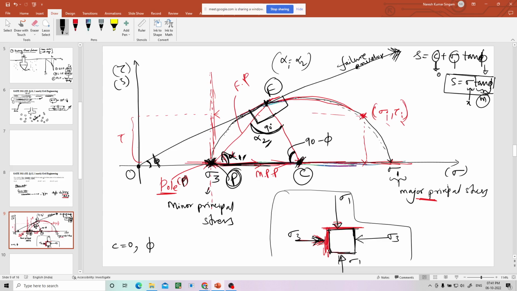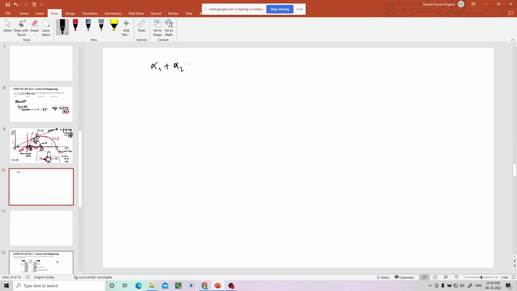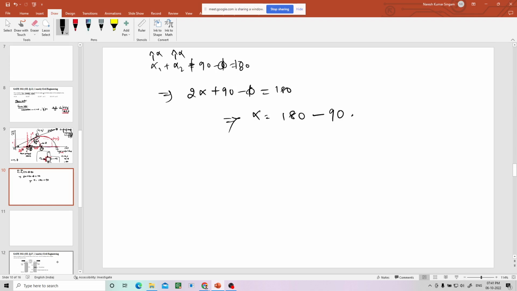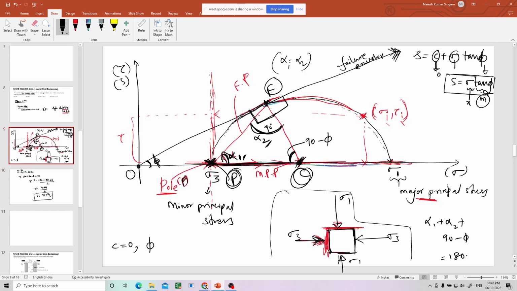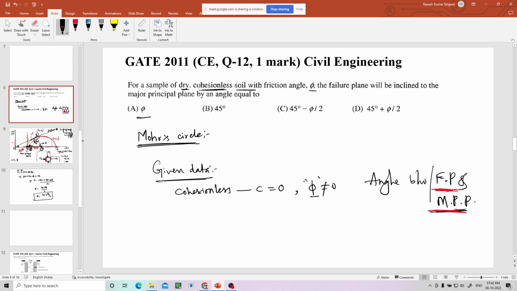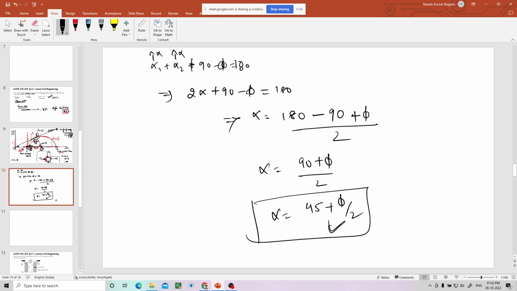Now in this triangle PCF, alpha 1 plus alpha 2 plus 90 minus phi equals 180. Both alpha 1 and alpha 2 are equal, so let us say this is alpha, and this is also alpha. 2 alpha plus 90 minus phi equals 180. Then alpha equals (180 minus 90 plus phi) divided by 2, so alpha equals 45 plus phi by 2. This is the angle. Let us see the options. This is the answer, 45 plus phi by 2.